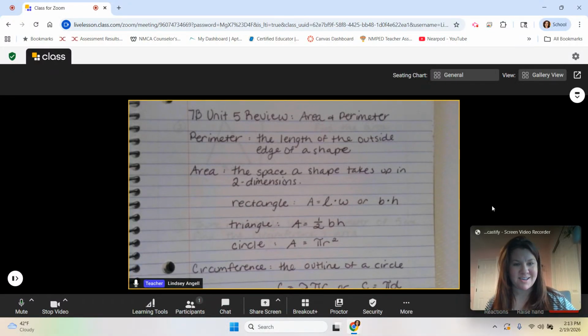Congratulations. Okay, so this is your Unit 5 review over area and perimeter. Again, I'm not going through exact problems that align perfectly with each one on your test, but it's a general overview, and as long as you know this basic information, you should be able to be pretty successful on your test.